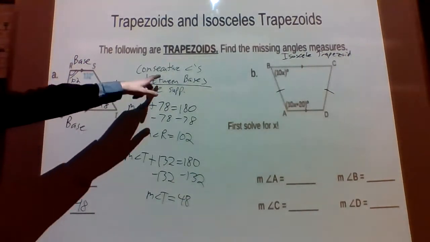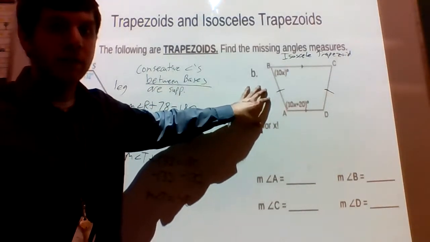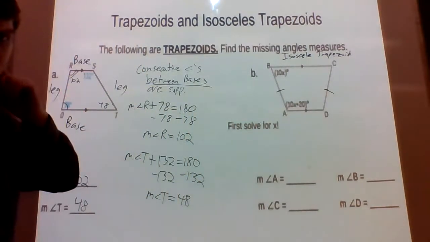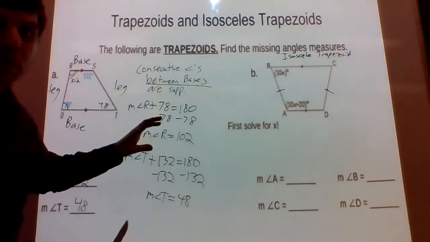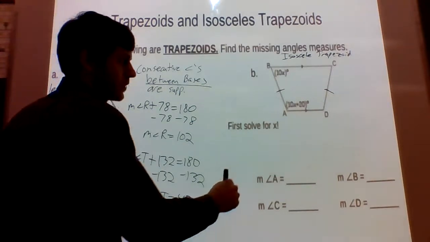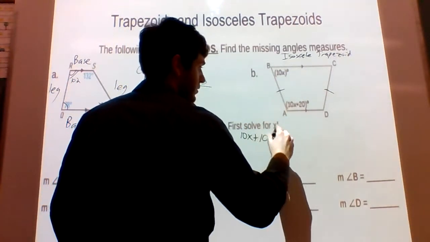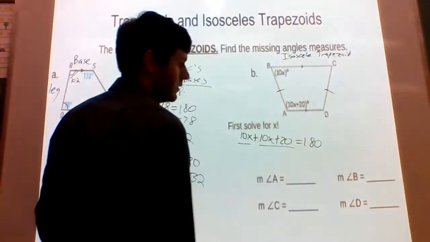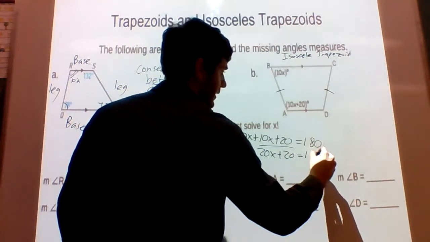So we know consecutive angles between the bases are supplementary. This applies for trapezoids, and an isosceles trapezoid is a trapezoid. So all the properties still apply. So consecutive angles between the bases are supplementary. So 10x plus 10x plus 20 equals 180. 20x plus 20 is 180.